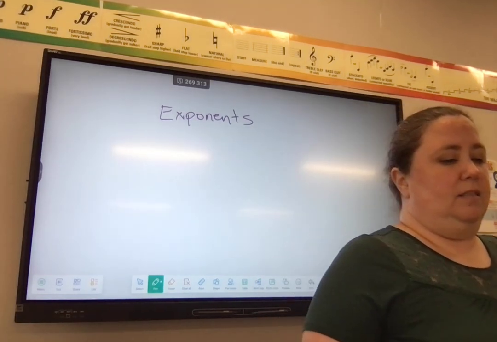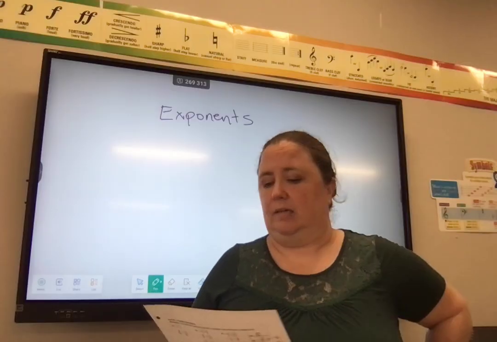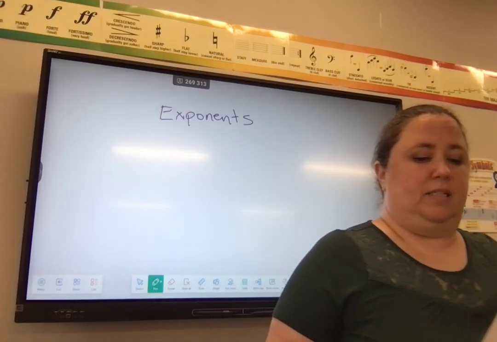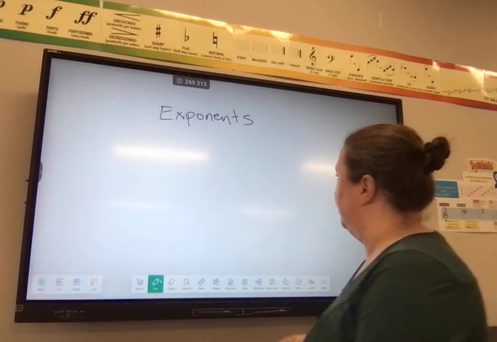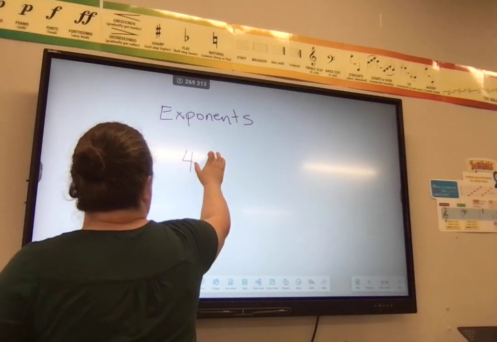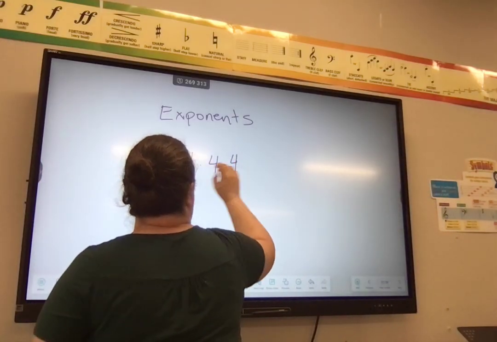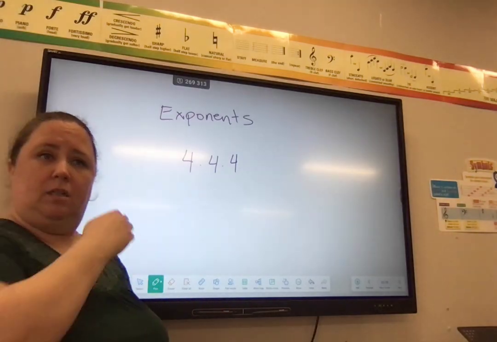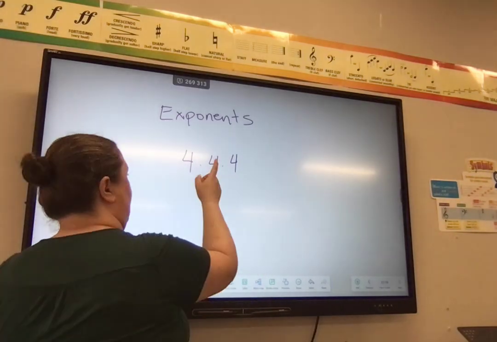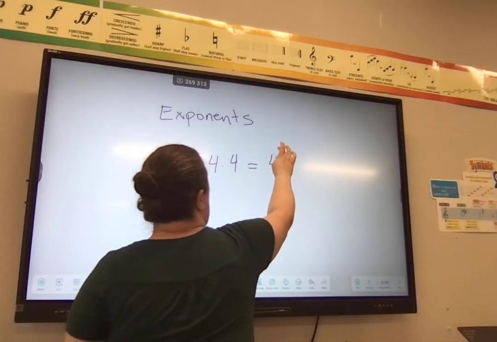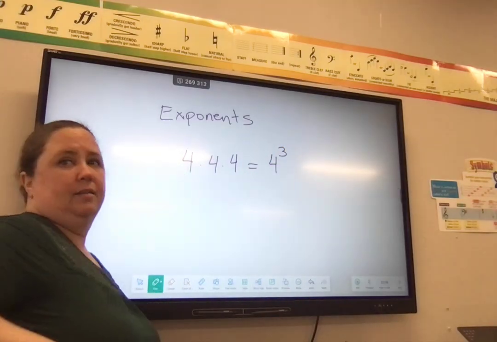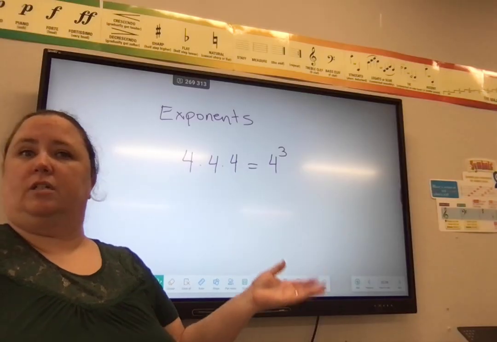So, in the case of repeated multiplication with the same number, we can rewrite the expression using exponents. For example, if I have 4 times 4 times 4, that took a lot to write. You can rewrite that as 4. How many 4s are there? 3. So 4 to the power of 3, which just means 4 times 4 times 4.